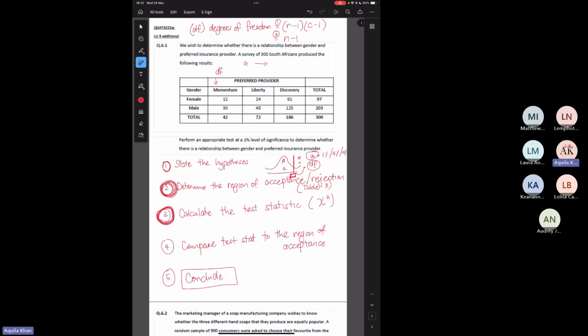Okay, now that you're more or less familiar with the steps, let's get to the example so we can look at mainly step 3, which is to calculate the test statistic. Obviously we need to carry out all 5 steps, but mainly I want to show you how the different ways that information is provided will affect the way in which you calculate your test statistic.